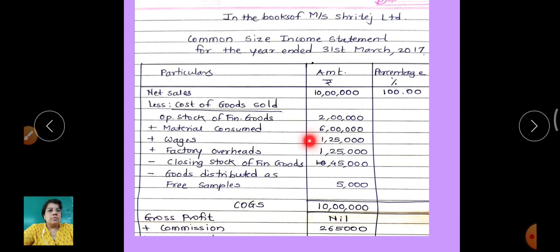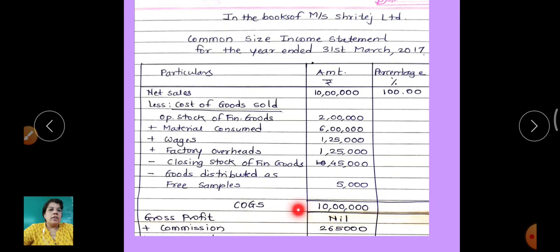Sometimes it is given as purchases. Here material consumed is already calculated, 6 lakh. So wages to be added, 1,25,000. Factory overheads are added, 1,25,000, and we will deduct the closing stock of finished goods, 45,000. Then we will deduct the goods distributed as free samples, 5,000, in the aggregate of COGS. Two amounts we have deducted, closing stock and free samples. So the COGS will be 10 lakh.